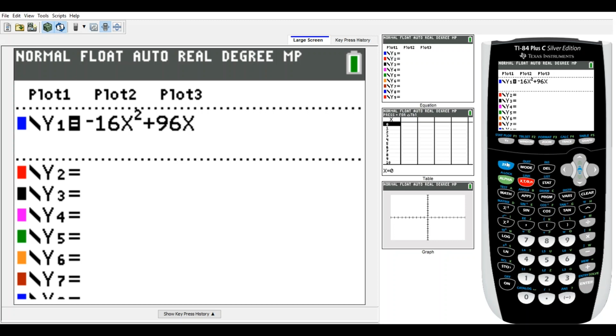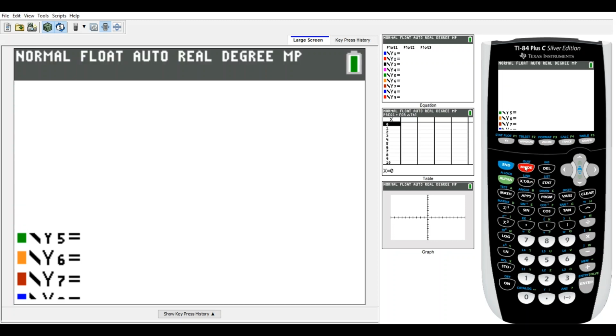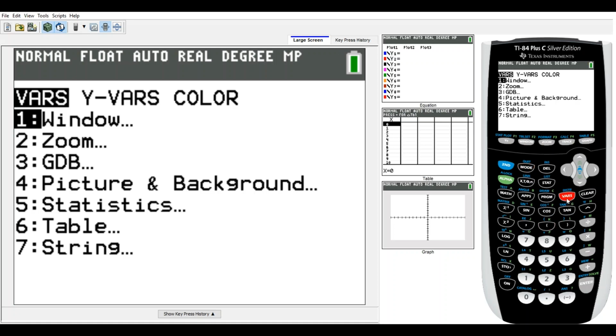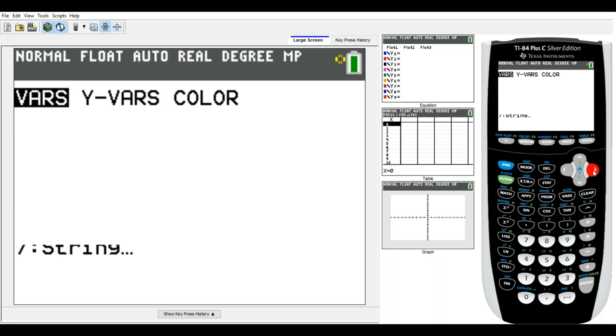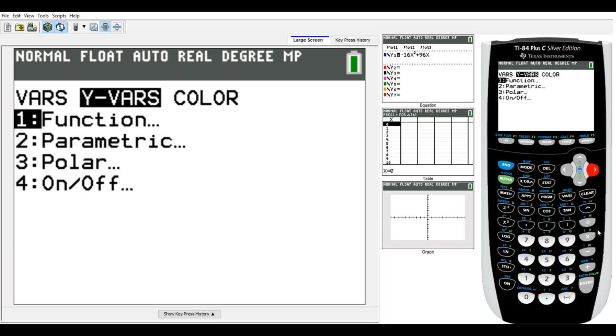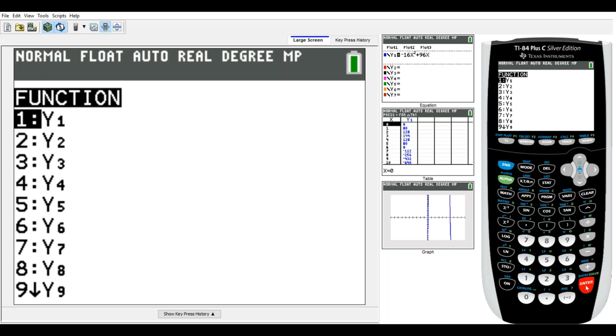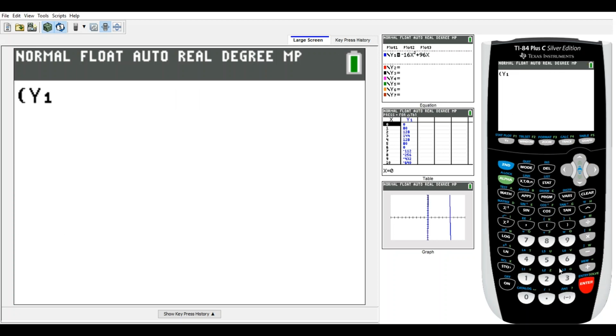Okay. And then if we hit second quit and come back to the main screen here, now that you have that function in there, we can actually use it. So I'm going to hit parenthesis, I'm going to hit vars, I'm going to hit right to y vars, and then I'm on function here, and I'm going to hit enter, and then I'm going to hit enter one more time. And so now I can use the function that I have for y1.